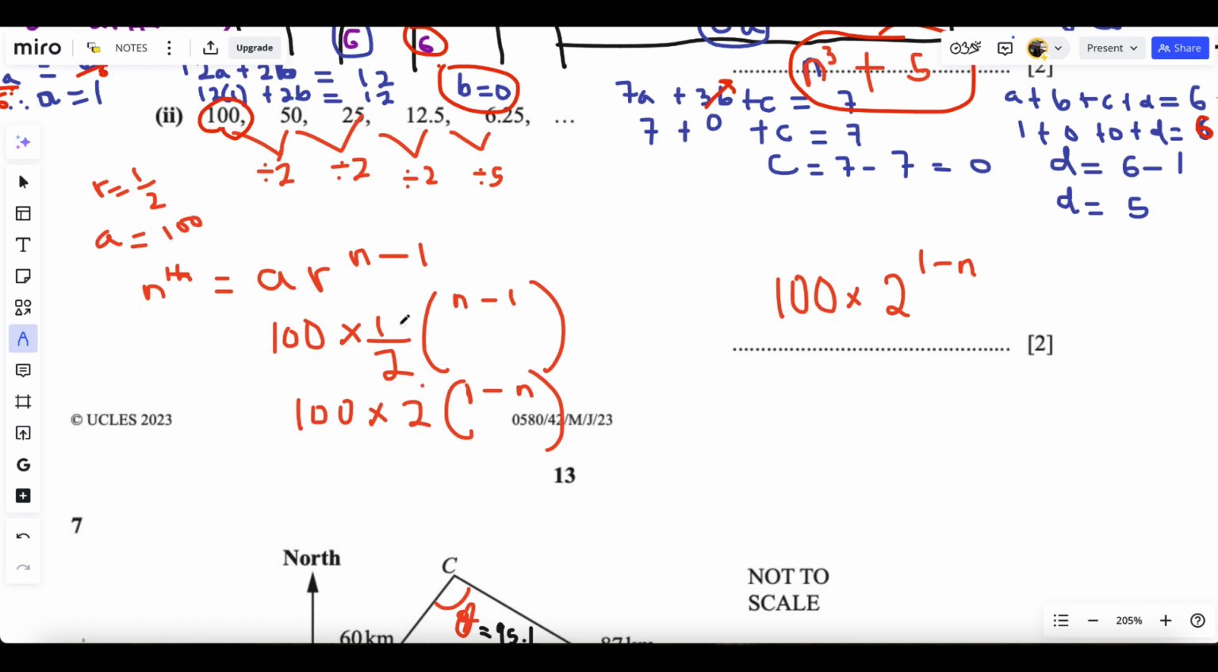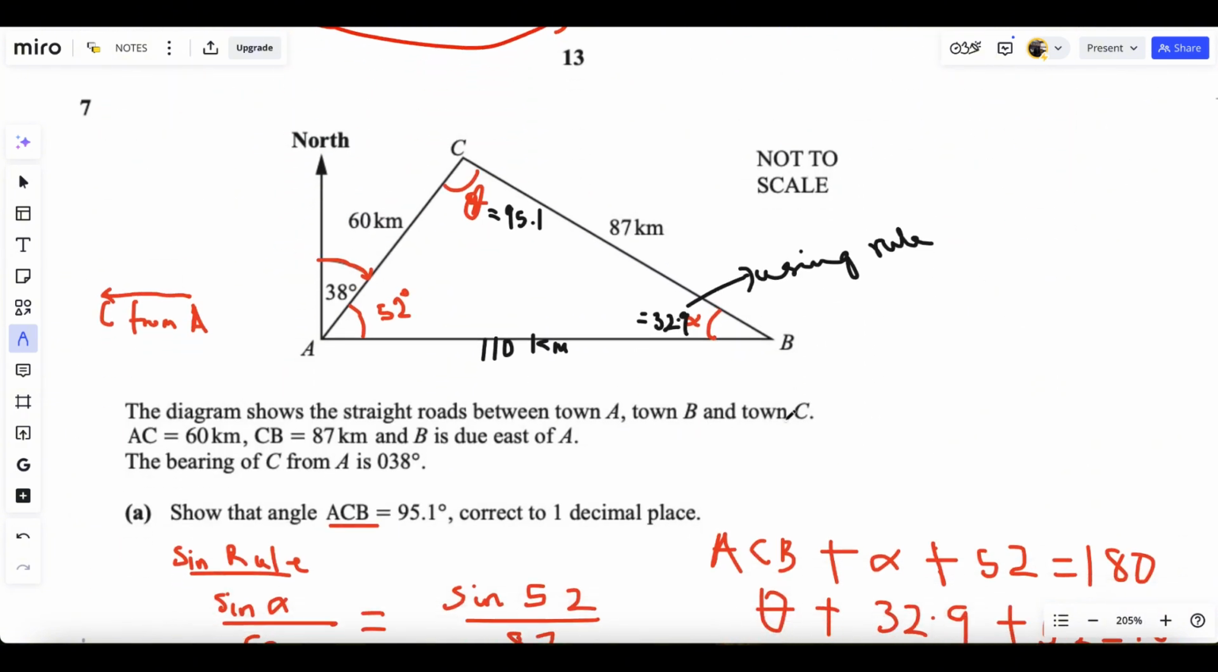Now I can flip this one. If I flip it, the 1 over 2 becomes 2, and instead of n minus 1, the power becomes 1 minus n. So this becomes your geometrical sequence. You write this as your nth term of the geometrical sequence, and you get your 2 marks. Now we move to question 7.